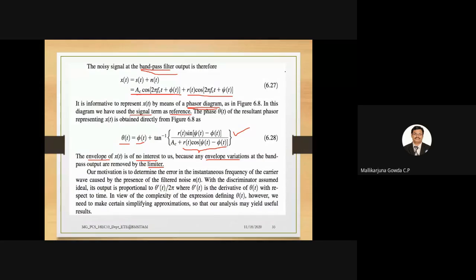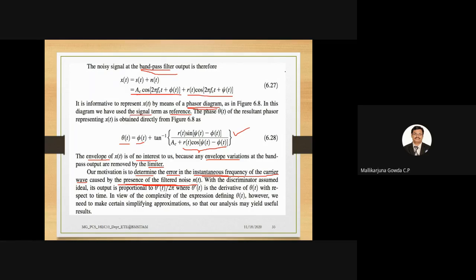So our aim, our motivation, is to determine the error in the instantaneous frequency of the carrier wave caused by the presence of filter noise. This is what we are interested in, not the envelope, because we are using the limiter to remove the variations in the amplitude of the signal.